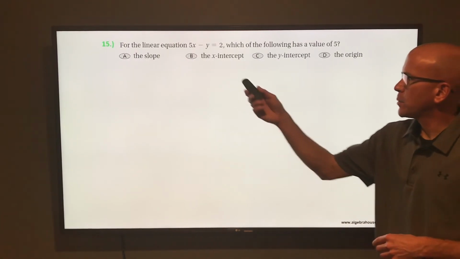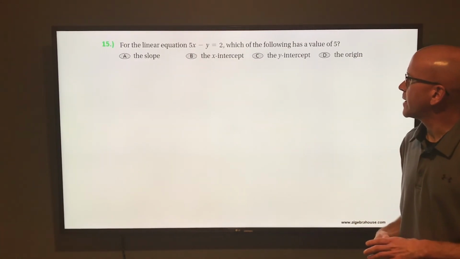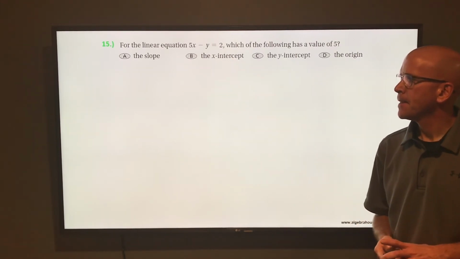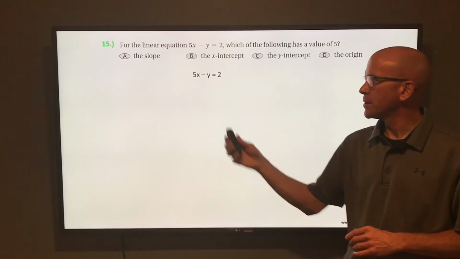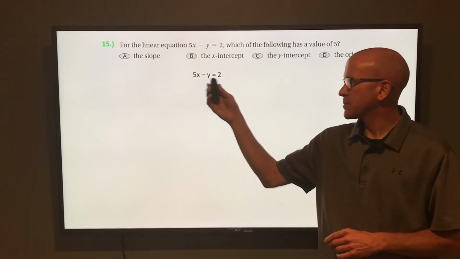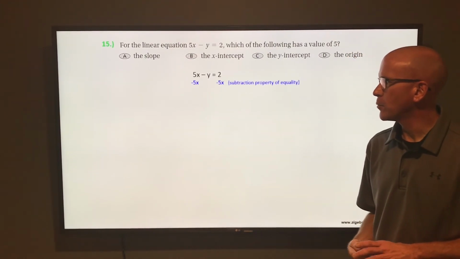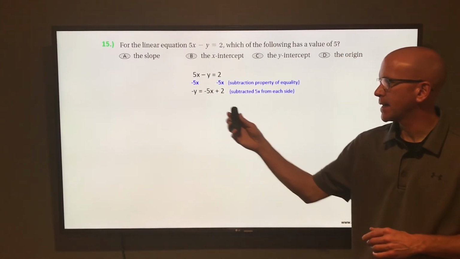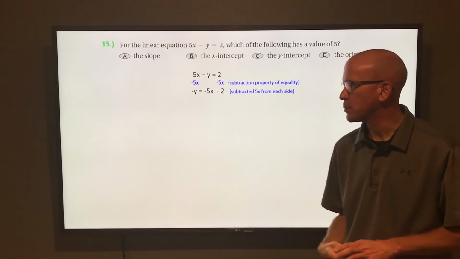For the linear equation 5x minus y equals 2, which of the following has a value of 5? So what is that 5? Well, if you get this in slope-intercept form, you can see what that 5 is pretty clearly. 5x minus y equals 2. To get that in slope-intercept form, we would subtract 5x from each side. So we want to get the y by itself. Subtract 5x from each side. You have negative y equals negative 5x plus 2.